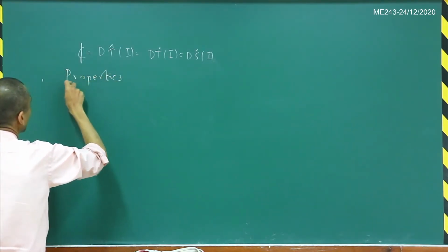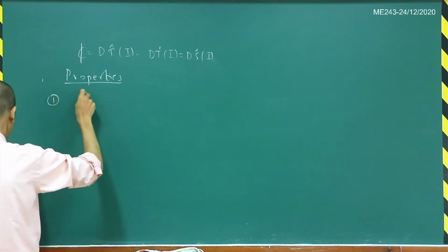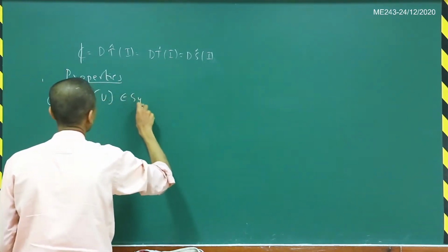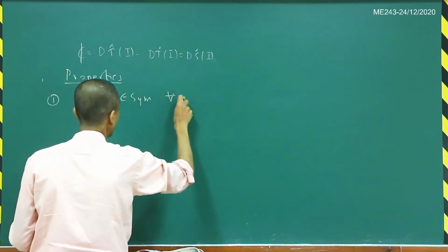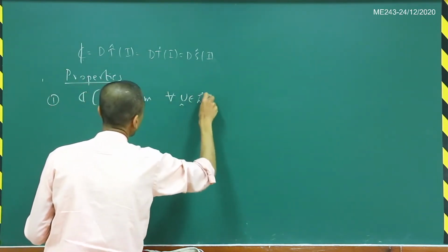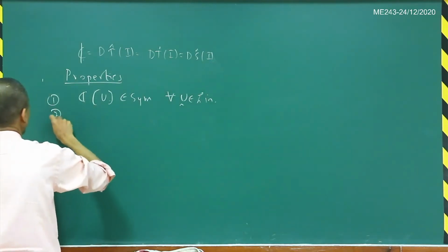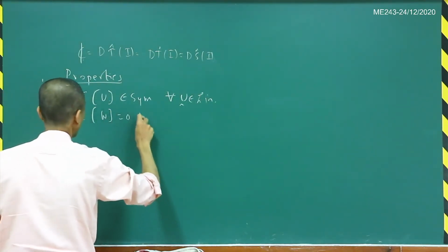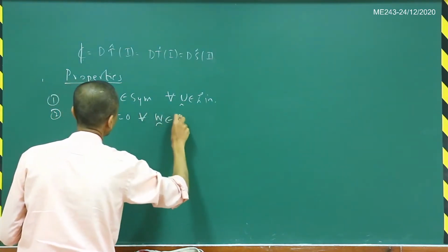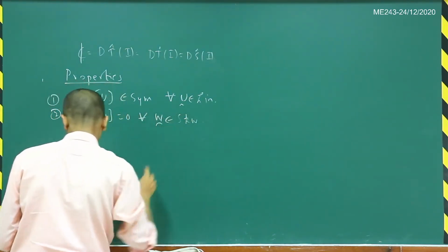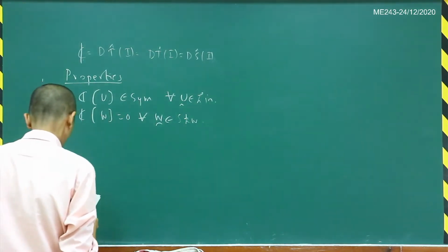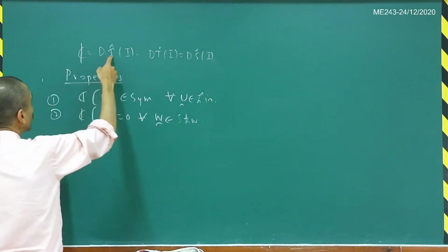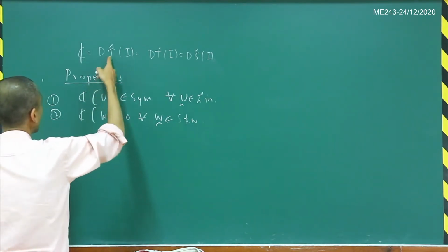the first property is that C of u belongs to Sym for all u belonging to Min, and the second property is that C of w is equal to 0 for all w belonging to Skew. So these are the two properties. The first one actually just follows from the definition itself.